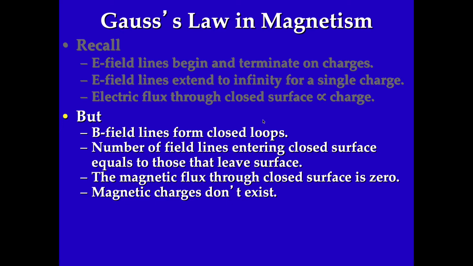The magnetic flux through the closed surface is 0, and that's because magnetic charges don't exist. There's no such thing as a magnetic charge. All magnets come in as dipoles. If you take a magnet, it comes with a north pole and a south pole. If you cut it in half, you still get a north pole and a south pole. The electron intrinsically is a magnet because of its spin, and it has a north pole and a south pole.